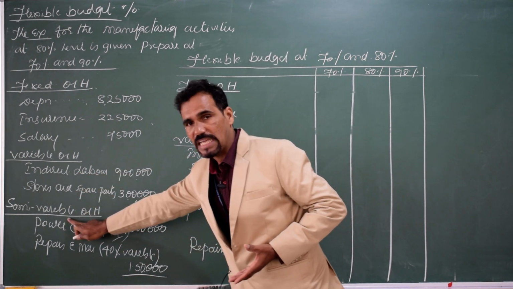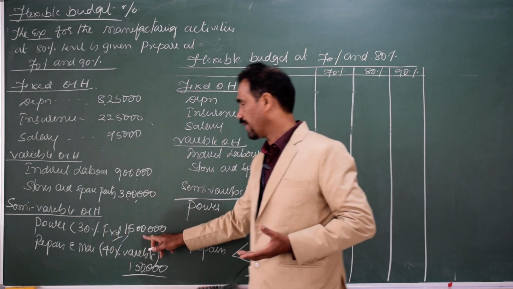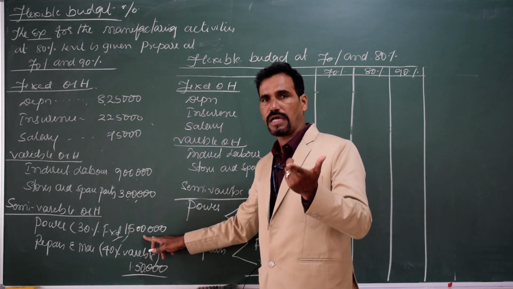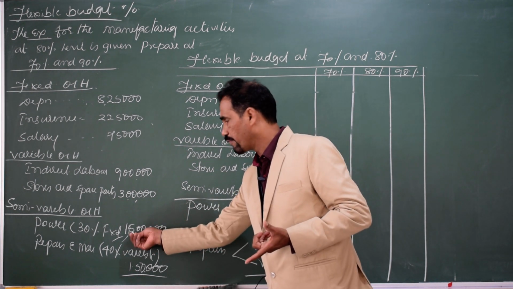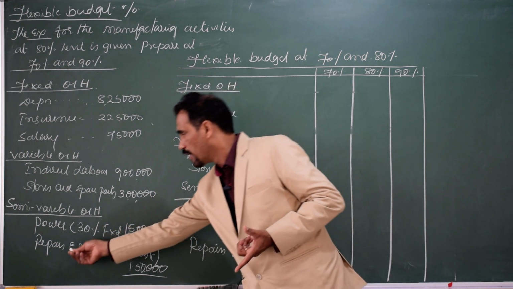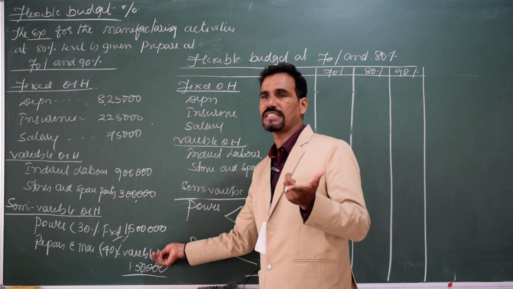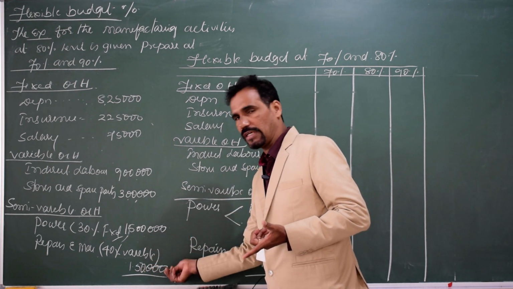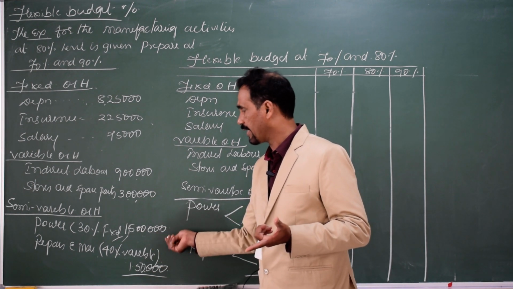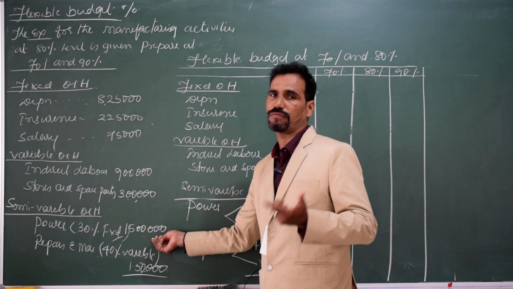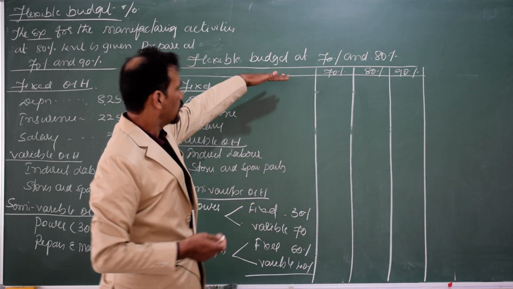In the semi-variable expenses, power is given as 30% fixed. What is the remaining? 100% minus 30% equals 70% variable. The amount is 15 lakh. Then repairs and maintenance is 40% variable, and the remaining 60% is fixed. Out of 1,50,000 you can convert into 40% and 60%. 15 lakh into 30% fixed and the remaining 70% for the variable expenditure. So let us come back to the solution.